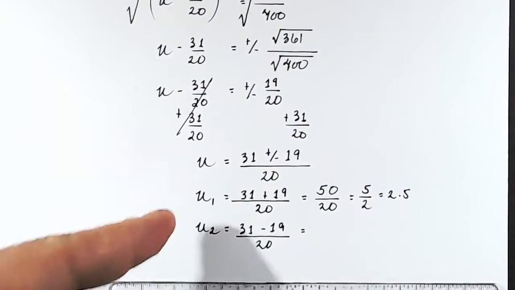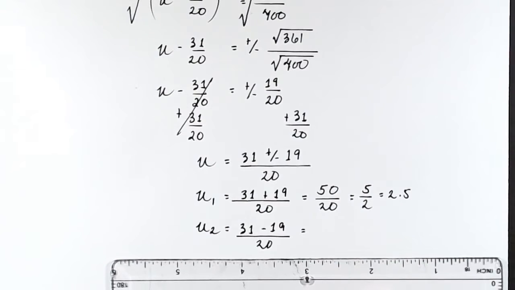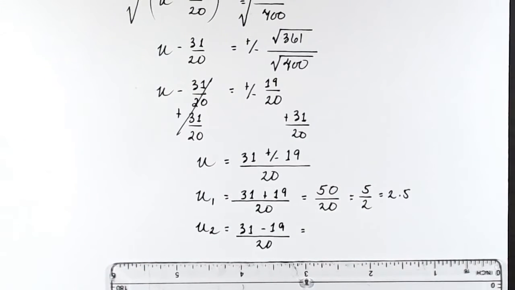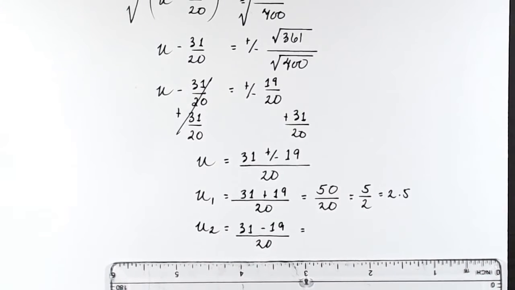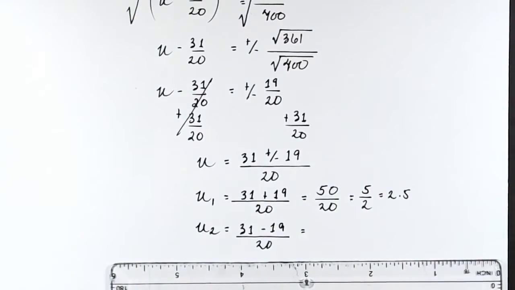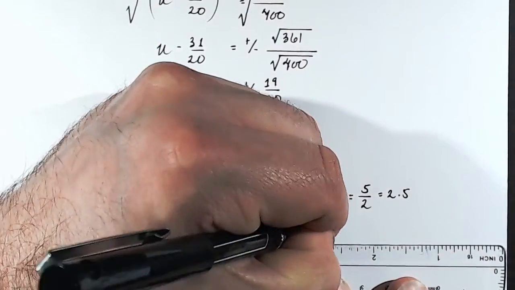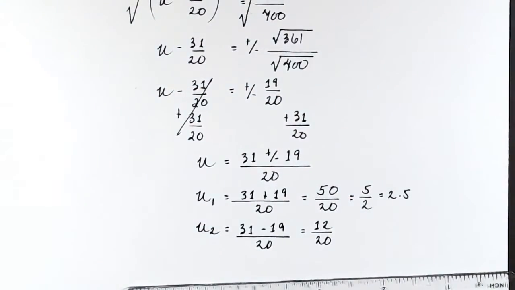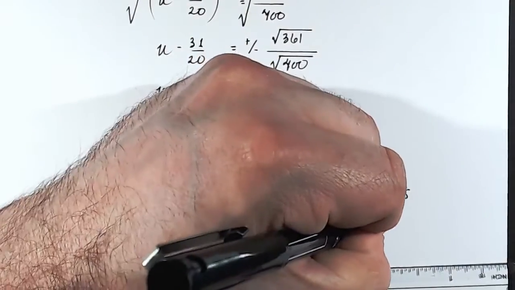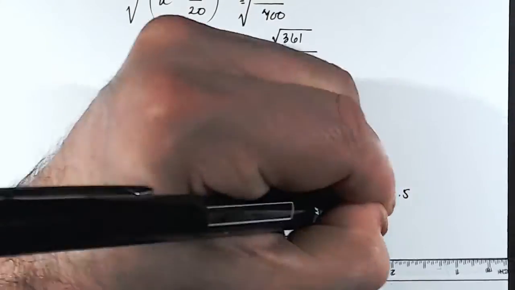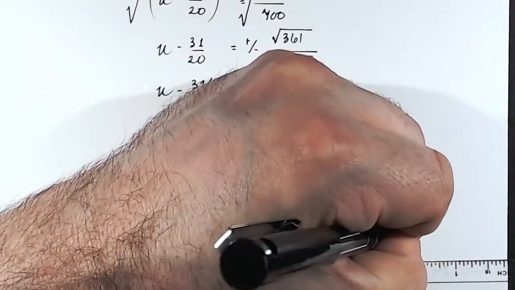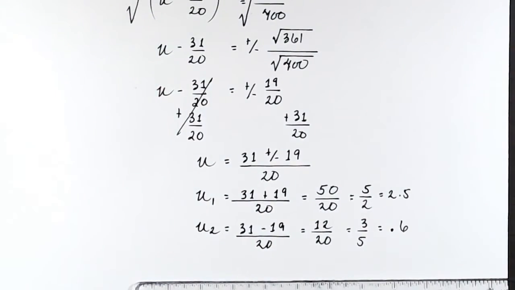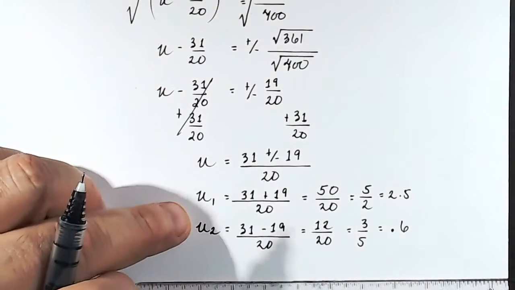Okay, so that's one solution. The second solution is 31 minus 19 over 20, which is 12 over 20, which reduces down to 3/5. Okay, divide both top and bottom by 4, you get 3/5. And 3/5 is equal to 0.6. All right, so that's u.